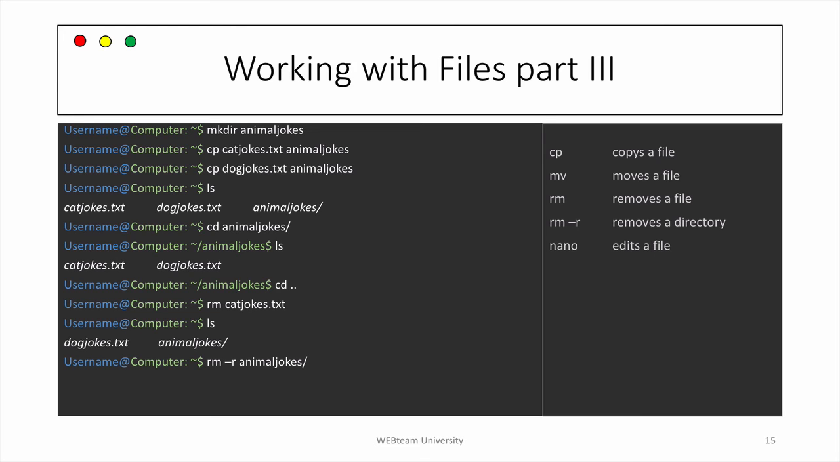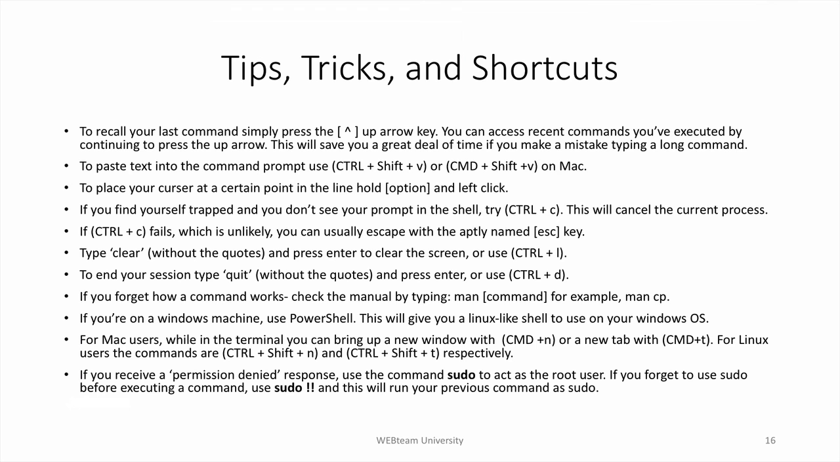If I rm with the R option, it will remove the animal jokes directory. The R option is recursive, so you can use remove -R, and that will get rid of the entire directory and its contents. Now if I list the contents in the directory, you'll see that I only have dog jokes. Here's a list of tips, tricks, and shortcuts.